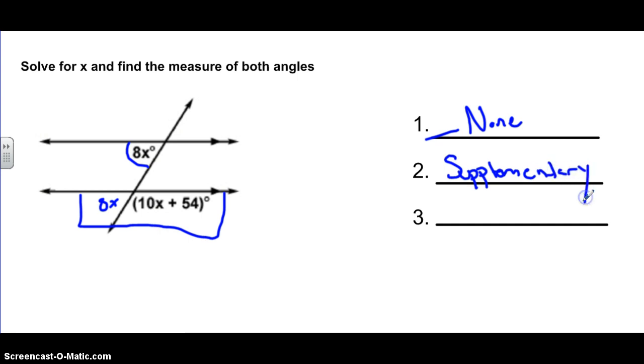Move things around, get what they are. So if it's none, then you could go fill that in, 8x. These two are supplementary. It's a straight line. And then I just set my equation. So 8x plus 10x plus 54 is equal to 180. They add up to 180 degrees. That is a tricky one.